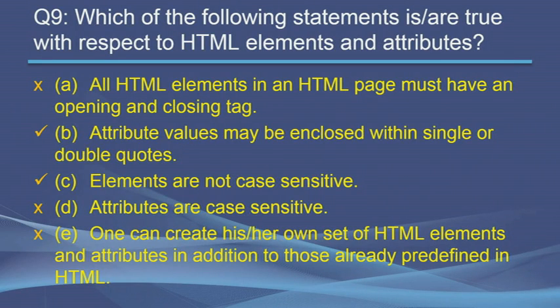The last option, E: one can create his or her own set of HTML elements and attributes in addition to those already predefined in HTML. Now the thing is, you have a doc type which defines how a browser should interpret the HTML tags. So that cannot be modified by individuals. Now it is a specification. For example, in HTML5, a browser will know how to interpret HTML5. So if you define your own tags, the browser will not know how to interpret them. So you cannot define elements or attributes in HTML other than the ones already given. So that is important for you to know.